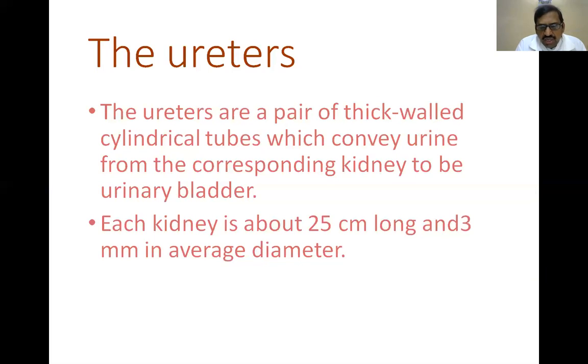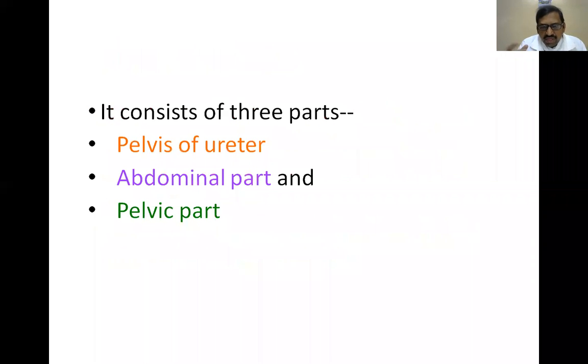Each ureter is about 25 centimeters long and 3 millimeters in average diameter. It starts from the hilum of the kidney and goes to the urinary bladder. The length of the ureter is 25 centimeters. The caliber is 3 millimeters on average. In some areas it may be more, in some areas it may be less, but the average is 3 millimeters. This is very important.